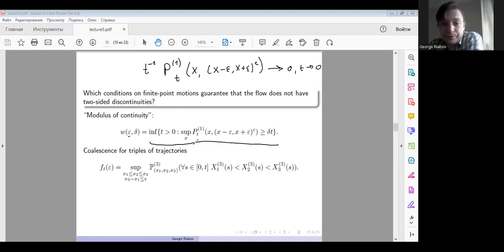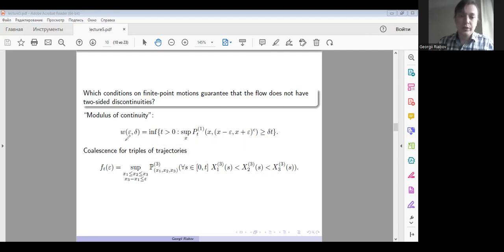So this is the smallest time t such that for some point x, this probability is greater than delta t. Here I write supremum in x, which may look restrictive, but I do this for simplification. The same works when we consider only some fixed segment on the real line and take the supremum over the segment. Okay, so we introduce the function w, which is some kind of modulus of continuity at 0 of transition functions of one-point motion. And also, let's introduce the function f.